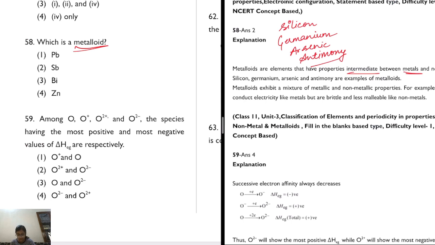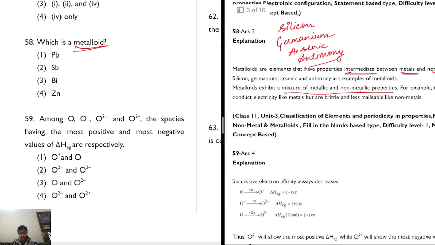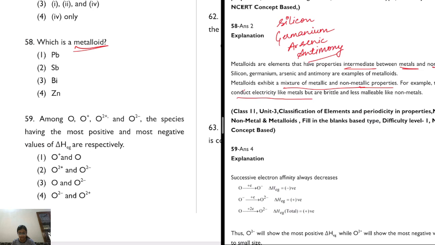Let's see some of their properties. They exhibit a mixture of metallic and non-metallic properties. Okay, so for example, they may conduct electricity like metals, but are brittle, and less malleable like non-metals. So they acquire properties of both. So our answer would be this.